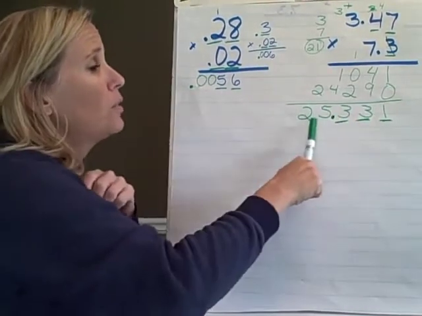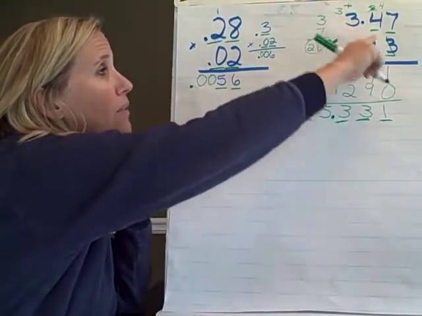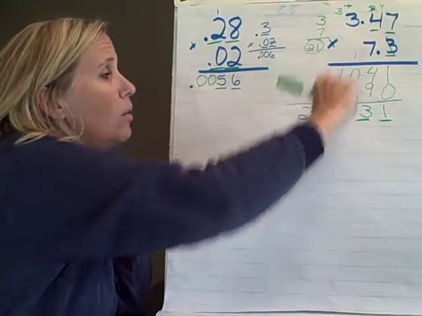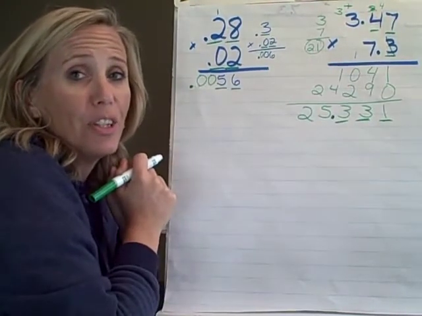Now if you look, 25 is pretty close to 21. It's a little bit bigger than 21, but since I kind of estimated these low, that looks like it would be about right. That's it. That's all you have to do.